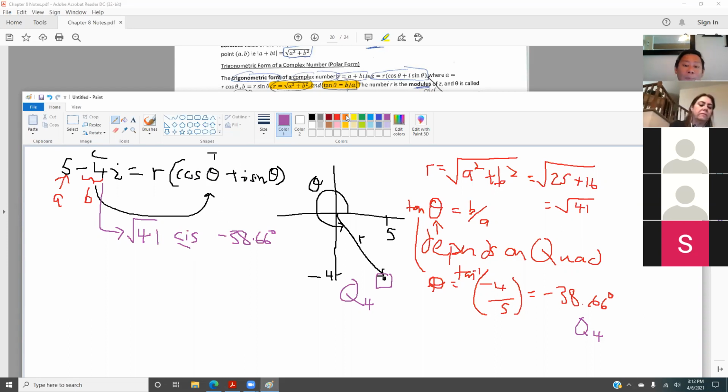Now, what happens if I change this to negative 5 plus 4i? Now, you will still get 25 plus 16. We still get root 41. But unfortunately, you cannot use this over here. And the reason why is, can someone tell me where is negative 5 plus 4i in this picture? What quadrant?